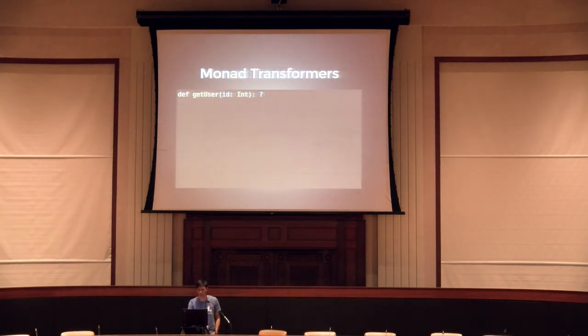Okay, so we've got monad transformers here. Let's build out this API. We have this thing of getting a user. We probably want to return at least a user, right? Well, what if the user doesn't exist? So let's return an option of a user.